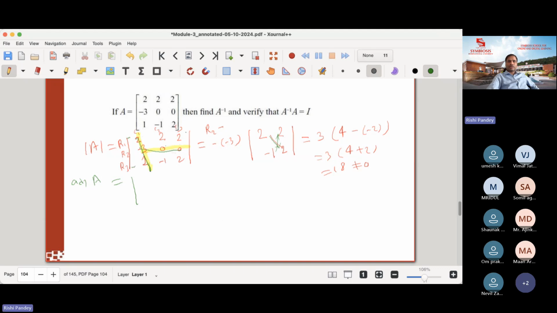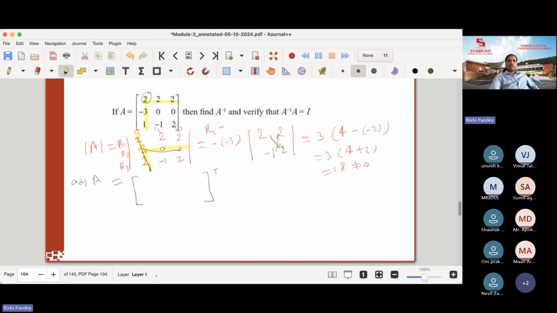This is the matrix, and the determinant is done. Adjoint of A. So what is the adjoint? We can find the cofactor of all the elements, like first element, then second, third, fourth, all the 9 elements, and write them down here. Then finally we will take a transpose. One I will do for you, and the others you should find yourself now.